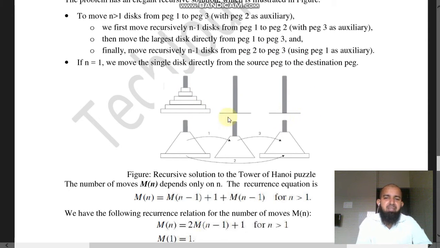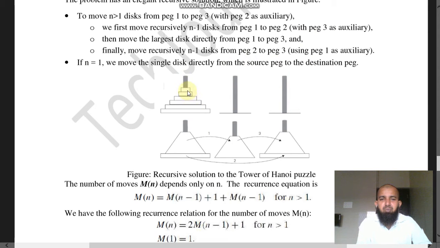If it is more than one disk, you need an auxiliary peg, peg 2. If you want to move from peg 1 to peg 3, this is peg 1, this is peg 3, this is peg 2 as auxiliary. We first move recursively n minus 1 disks from peg 1 to peg 2, with peg 3 as auxiliary, because if it is more than one disk, you can't directly place them here.